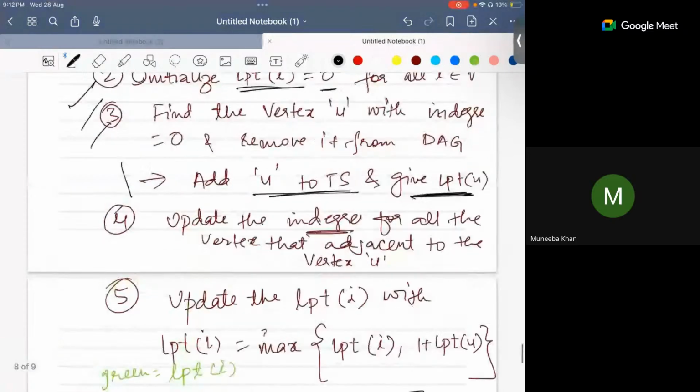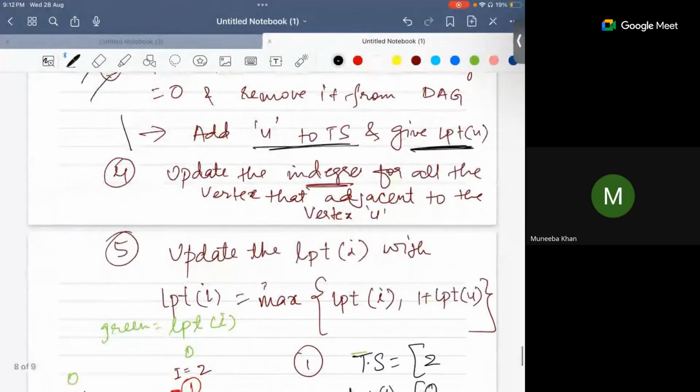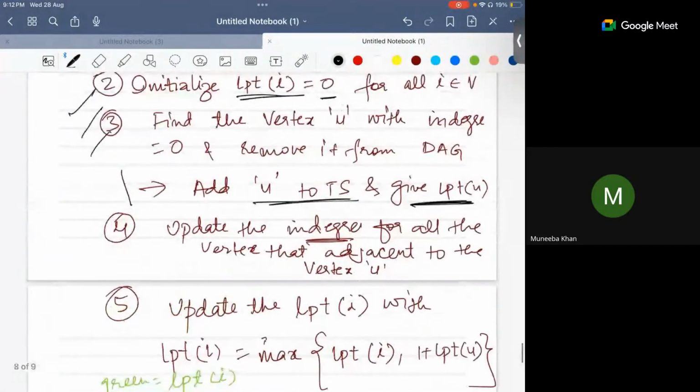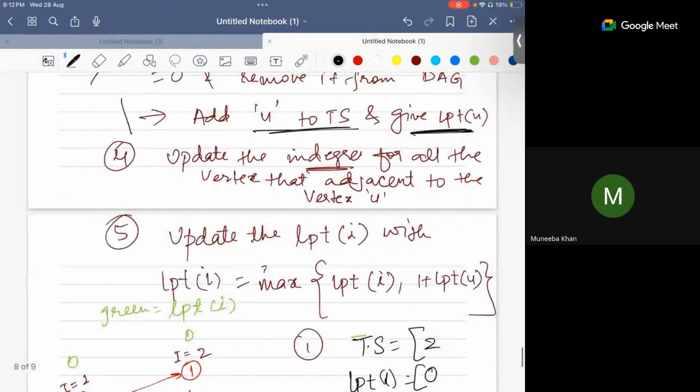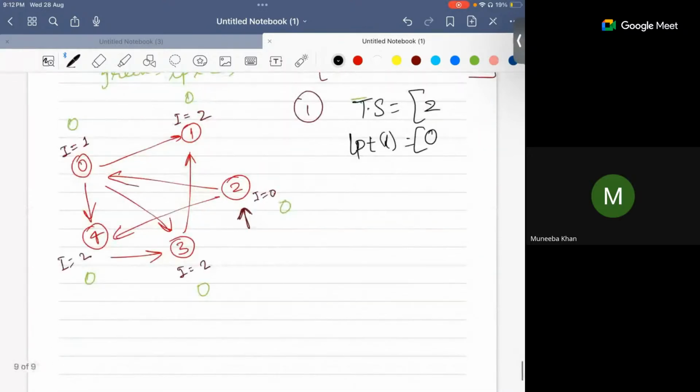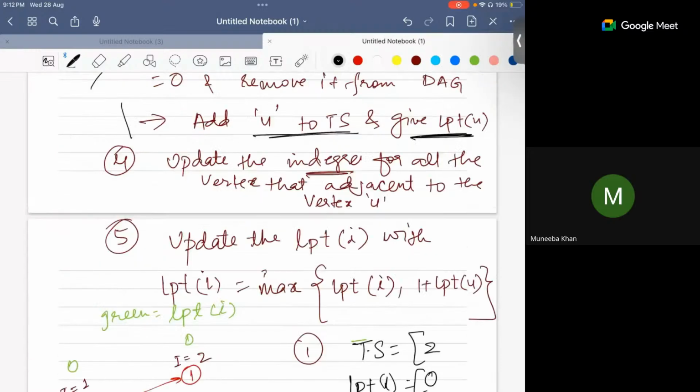Okay, so now the fourth step, sorry. Till the third step we are done. We have added u to the topological sorting, and we have given the longest path to that value also 0. Now the next part is what? Update the in degree for all the vertices. We have to update the value for in degree, right? Update the in degree for all the vertices that are adjacent to the vertex u.